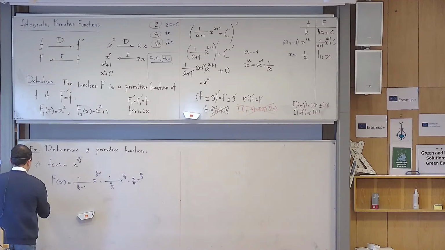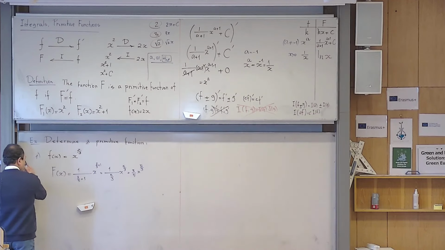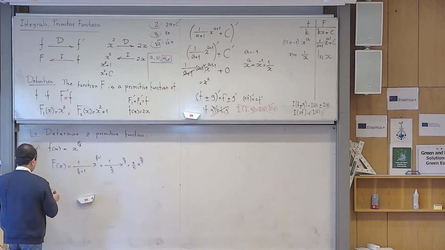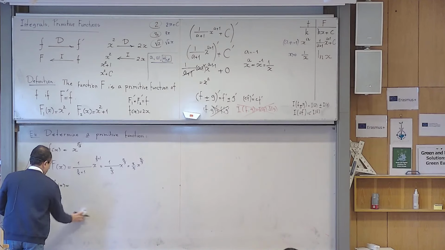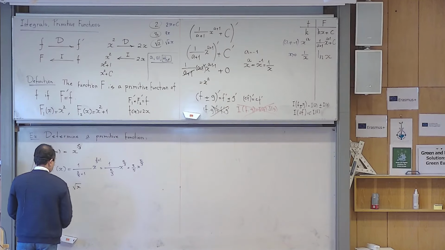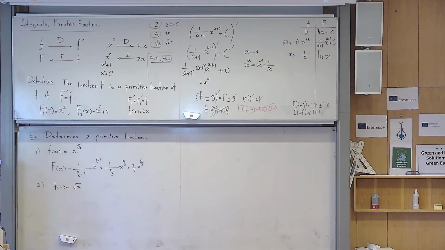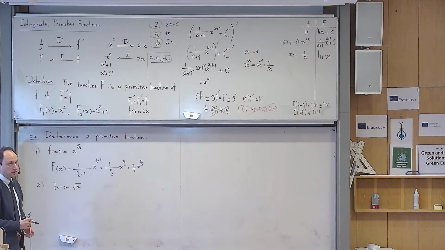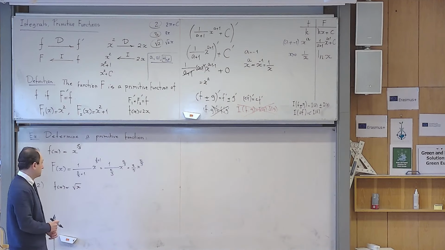So number 2, for example, f of x is equal to, let me write square root of x. So can I differentiate it immediately? Sorry, can I find the primitive function immediately? The answer is no, because the square root of x is not in your table. So you have to adjust the form. So what can I do?